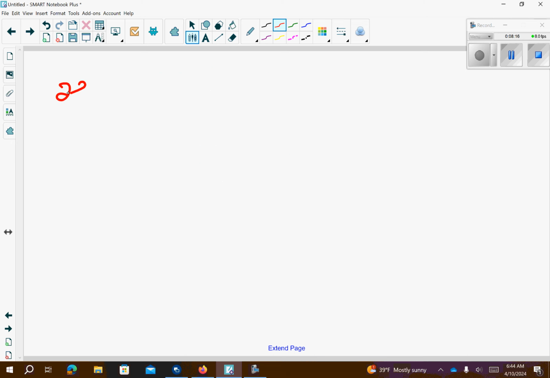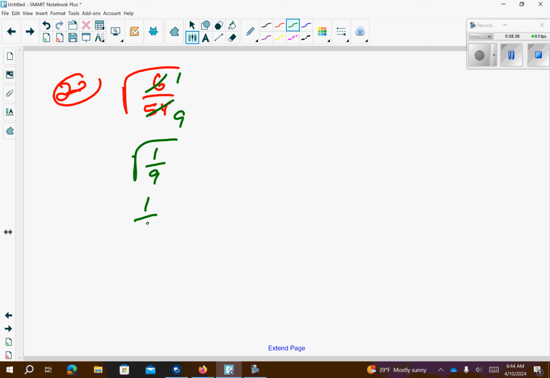Number 22, root 6 over root 54. Okay, here's kind of a weird one. So we can try and break this down. Being everything's inside, reduce this. 6 goes into itself once. 6 goes into 54 9 times. So this becomes square root 1 over 9. Square root of 1 is 1. Square root of 9 is 3. So it just comes out to 1/3. So sometimes you can reduce the insides first, and it might make it easier, like on this one.